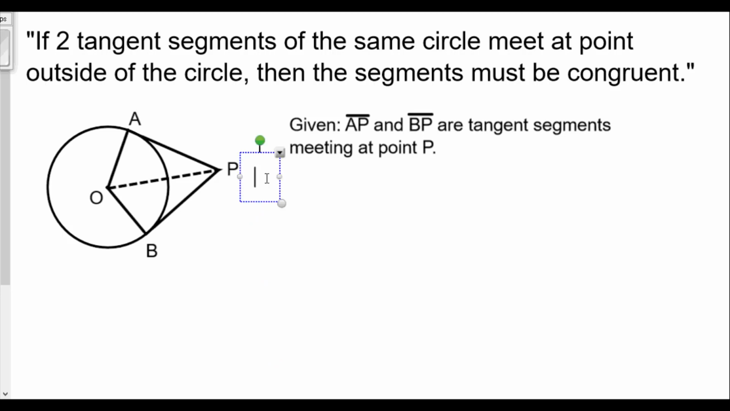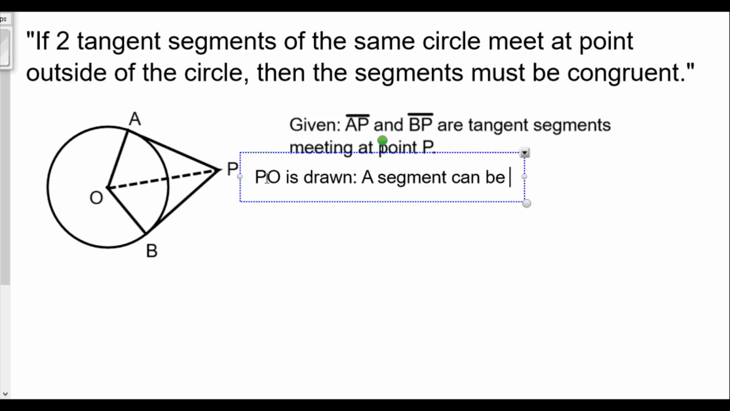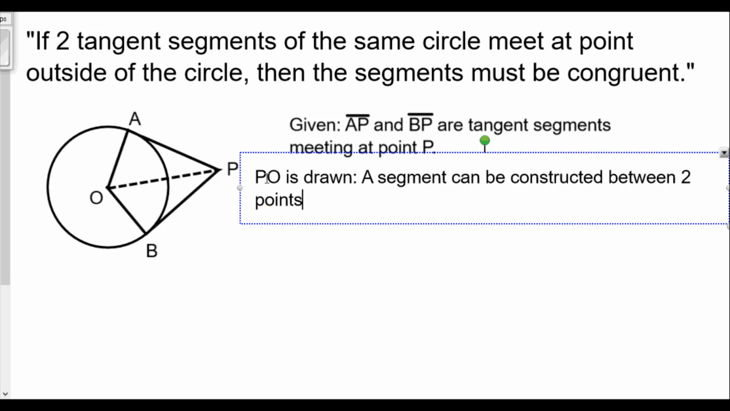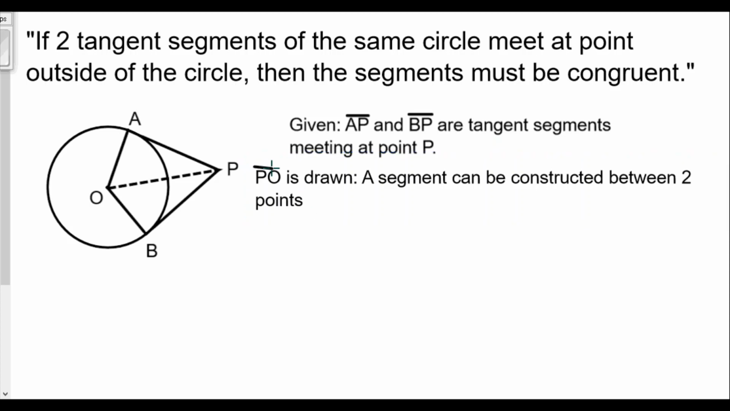So first off, line segment PO is drawn. And our reason would be a segment can be constructed between 2 points. Okay, so that's our first thing. I'll put a little hat on top of the line segment PO, so line segment PO is drawn. That's kind of drawing a diagram.